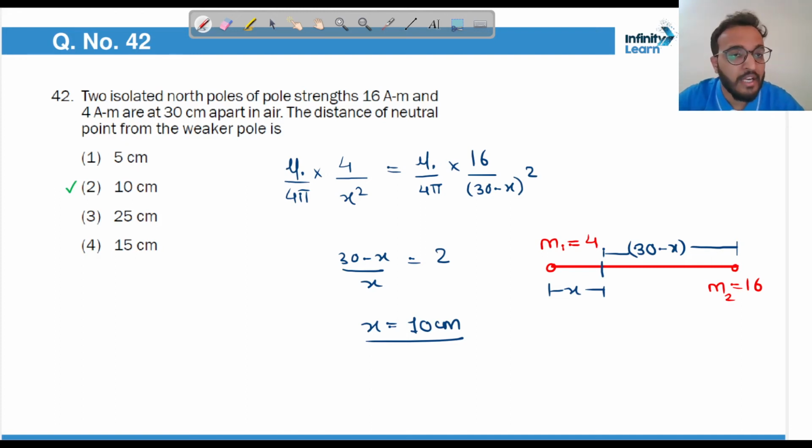Now here, two isolated north poles with strong pole strengths are given. So this is one pole, this is another pole. Obviously there will be a null point in between them. Let's say the distance of that null point is x from the weaker one and 30 minus x from the stronger one. The magnetic field formula is mu naught by 4 pi into m by the distance square, which will be equal to mu naught by 4 pi into m by distance square for the other pole. Do it and get your answer.